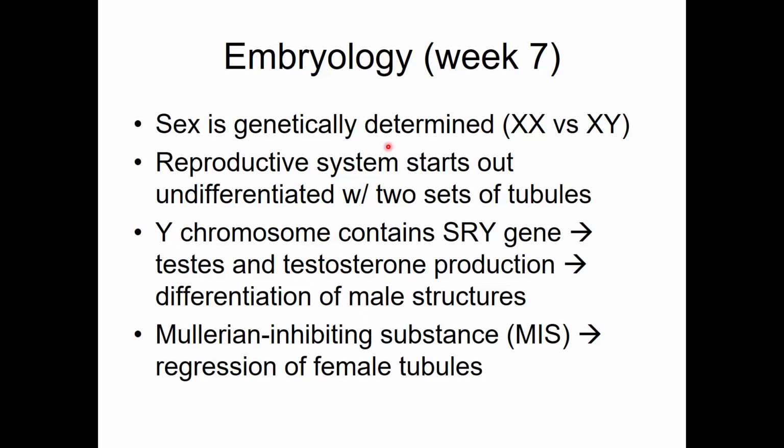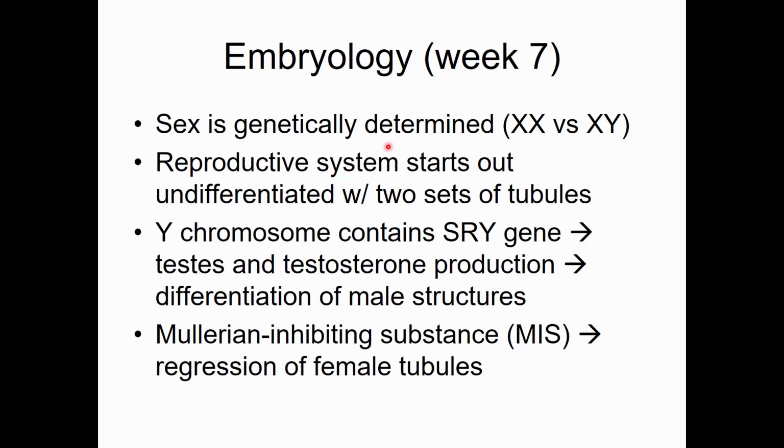They start out with 2 sets of undifferentiated tubules, and then very early in embryonic development, the Y chromosome, which contains a very important gene called the SRY gene, that gene is transcribed and the protein products are made, and that stimulates development of the testes and allows for the production of testosterone.